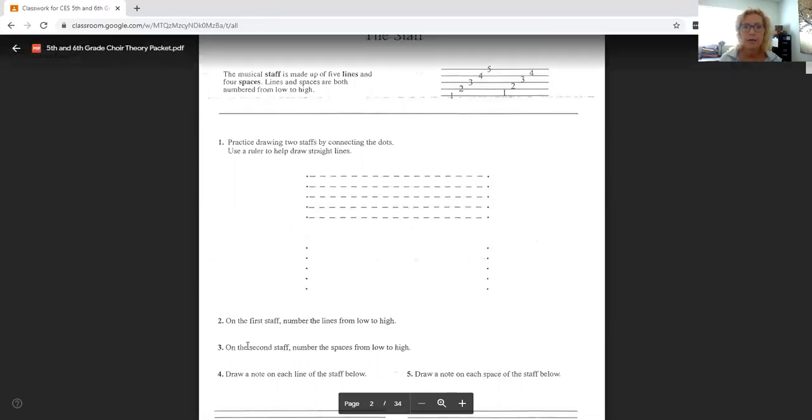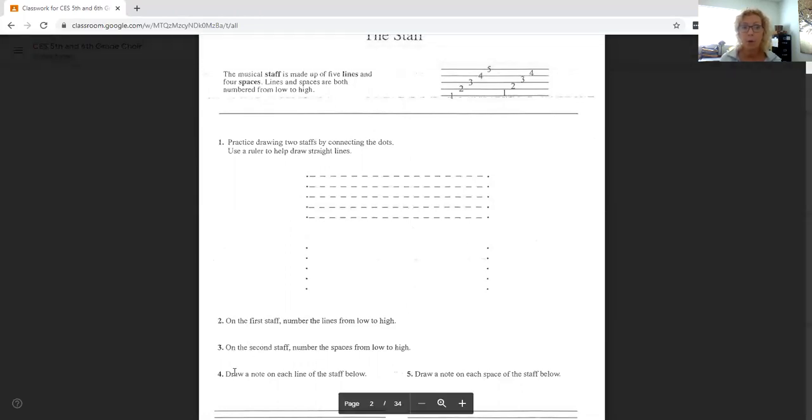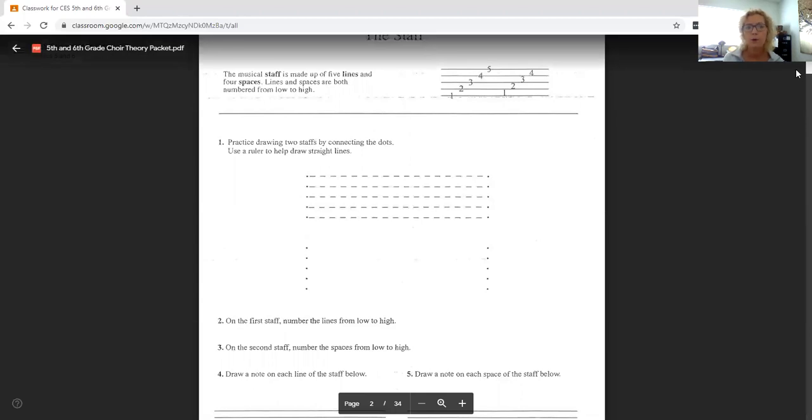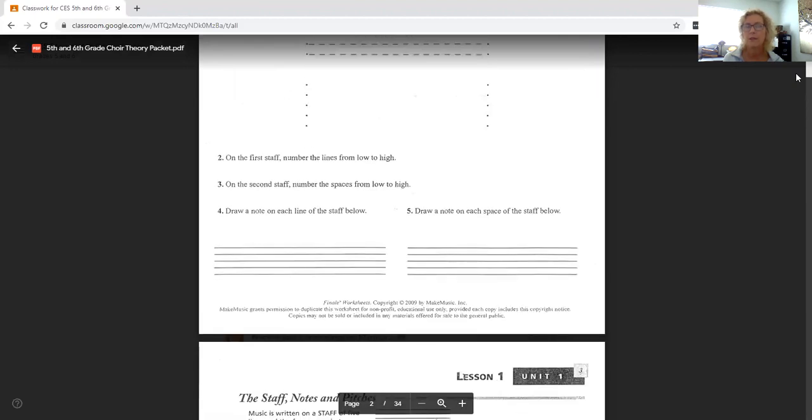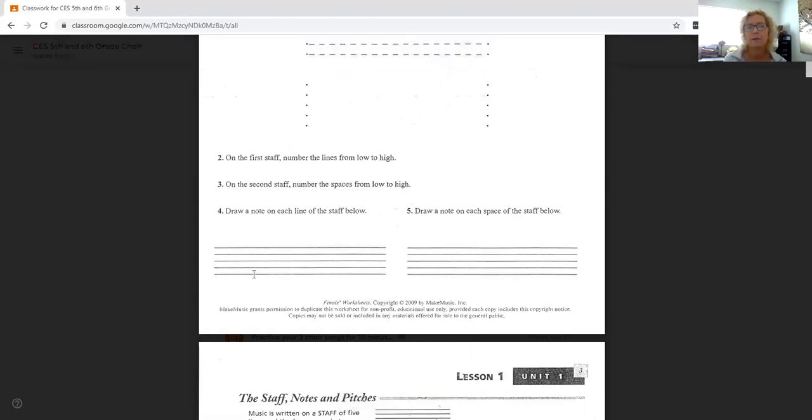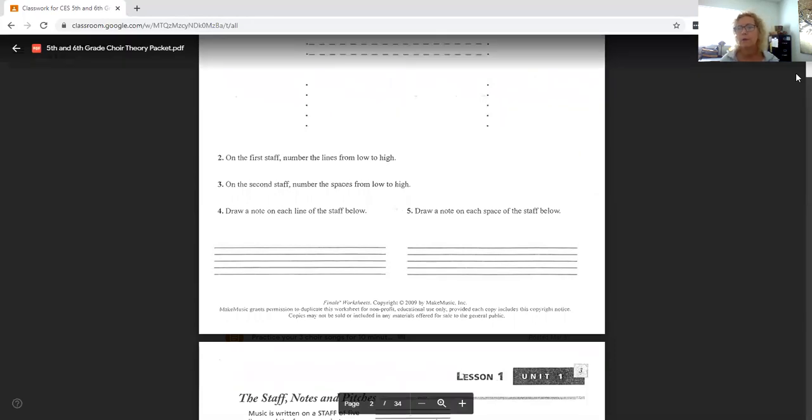On number 4, it says draw the note on each line of the staff below. So they're giving you 2 staffs now at the bottom of the page, and they want you to draw in a note, not a number, that would be around each of the lines for number 4. And on number 5, you want a note in each of the spaces. Remember, when you're drawing your notes, you don't want them to intersect another line or space.